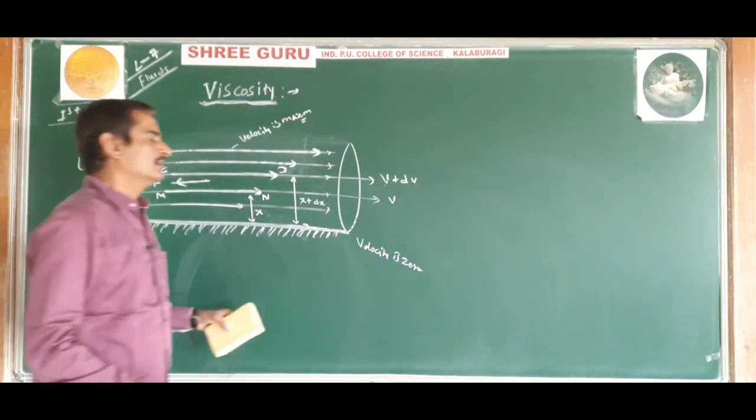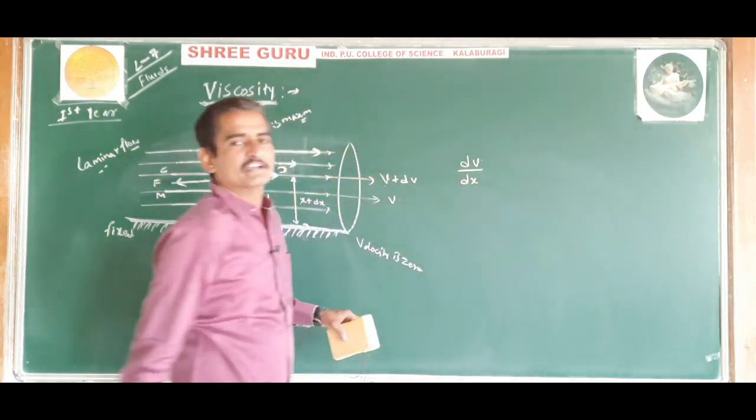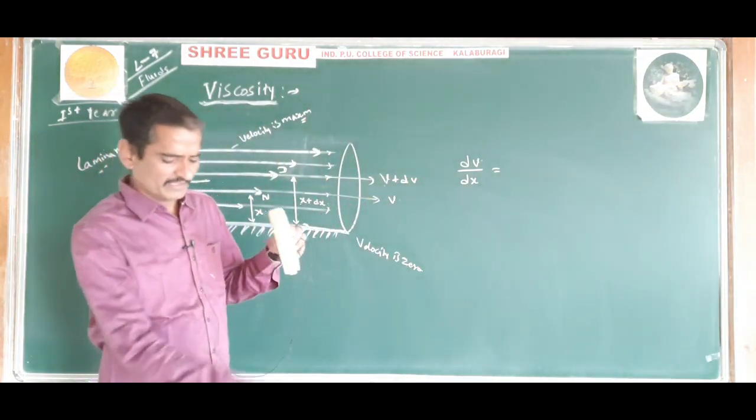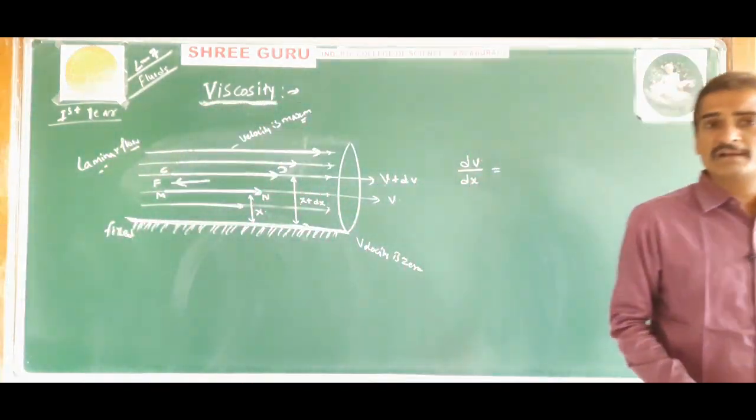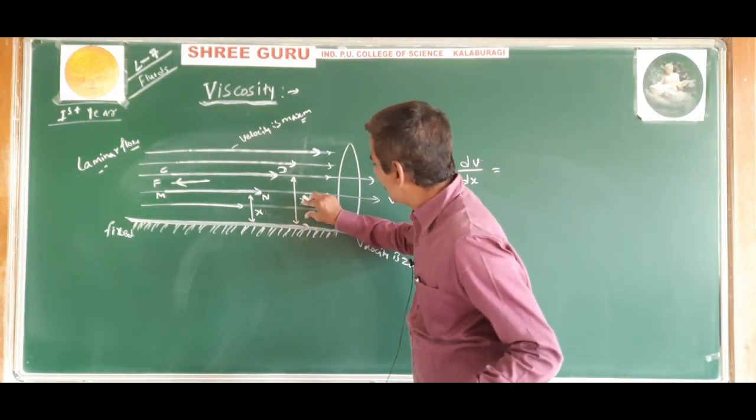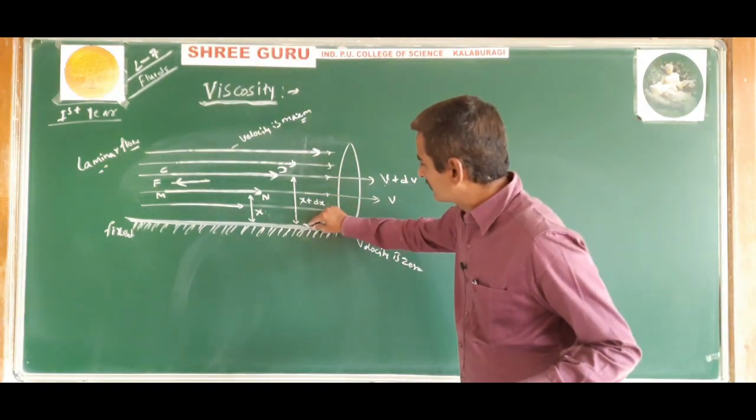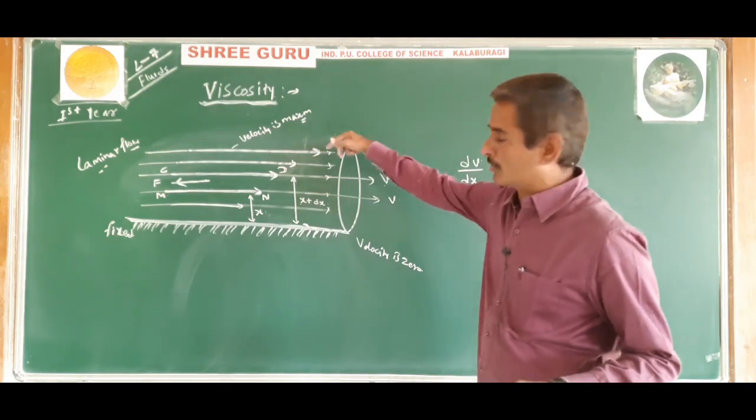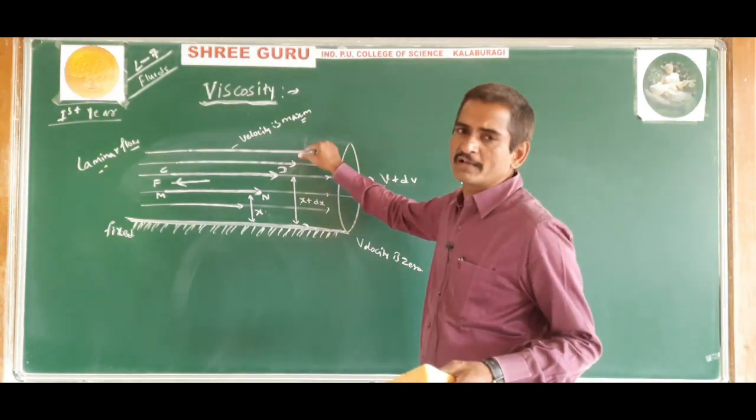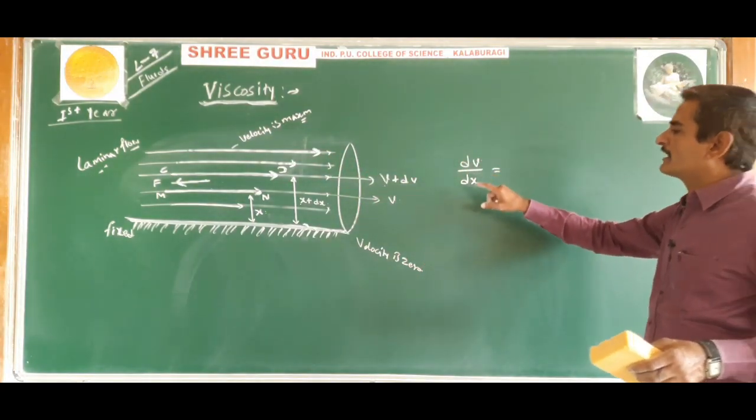The factor dV by dx is called the rate of change of velocity with distance. That is, as the distance changes, the velocity also changes, because as we move upward, the velocity will be more, and as we move downward, the velocity will be less. Understood?